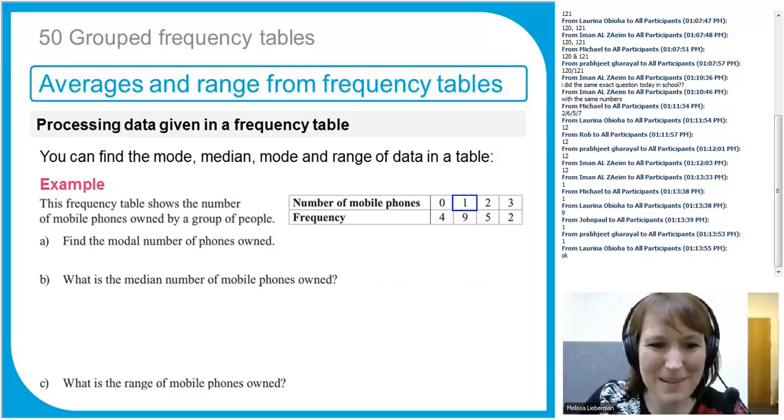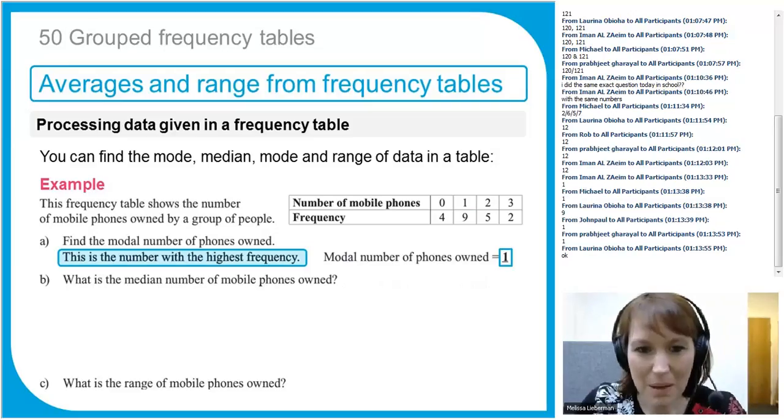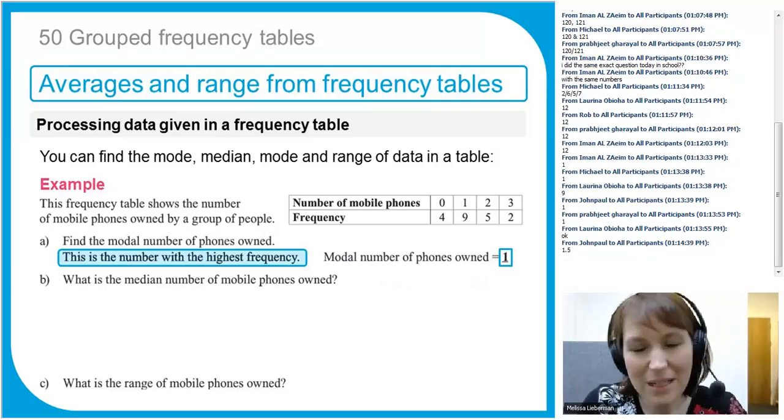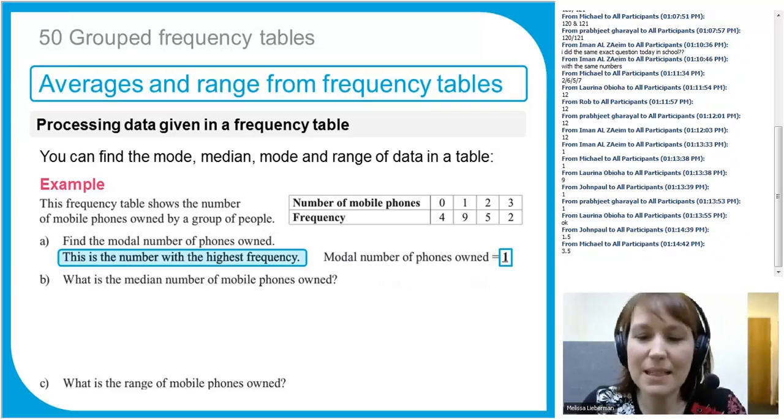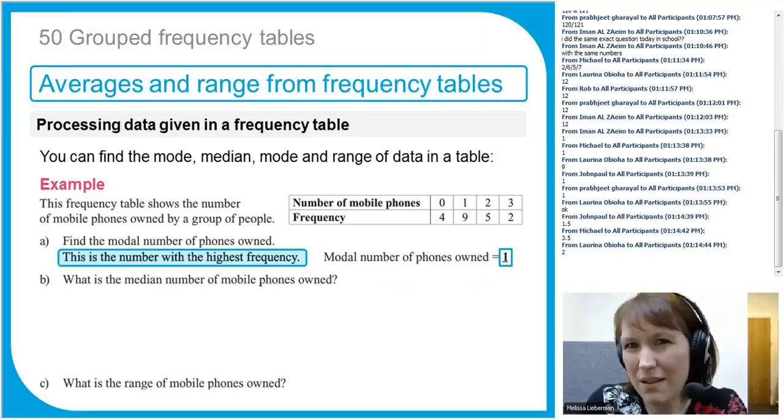Right, part B. What is the median number of phones owned? It's a little bit trickier. Have a little think about it. So what that means is, remember, the median is the middle value from an ordered list. How am I going to do that? I haven't got an ordered list here.